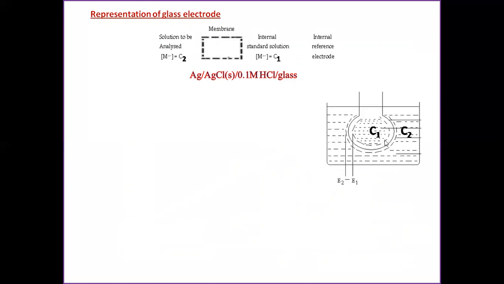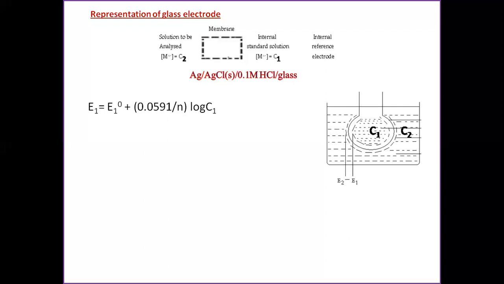As I already mentioned, internally we have HCl solution of 0.1 molar and externally we have H plus ion solution, that is any acid, of concentration C2. Assume that instead of 0.1 molar HCl, the concentration is in general C1. Then the corresponding potentials developed due to the concentrations C1 and C2 are E1 and E2. This difference in potential between the junctions, E1 and E2, results in a net potential. We call it the boundary potential, represented as EB.